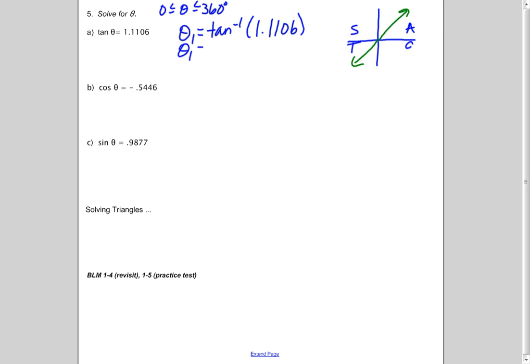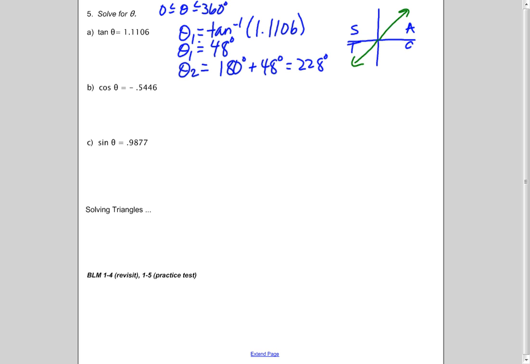If I use my calculator, I will get about 48 degrees. That's in quadrant 1. I know there's another answer in quadrant 3. When I have a tan ratio, to get your second answer, we do 180 plus the first answer. And that is also on your blue cheat sheet. So the second possibility when I add those together is 228, which is indeed in the third quadrant.